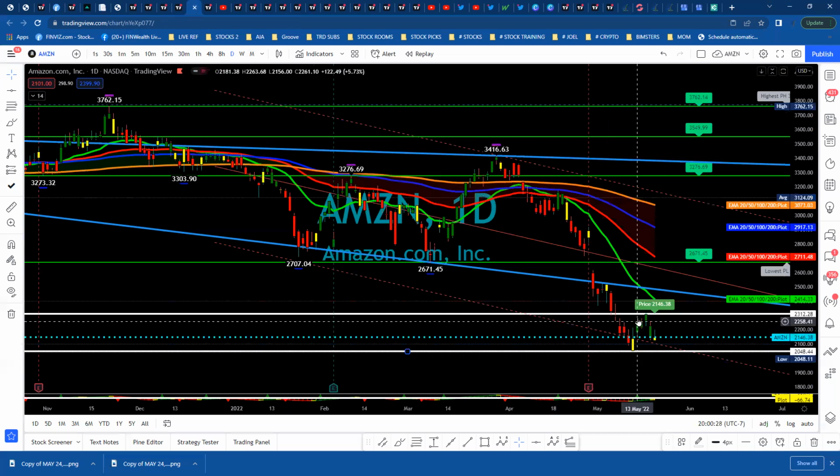Amazon just kind of chopping back and forth here. 2048 is the line in the sand. So we'll just see if we do that, maybe this is a double bottom possibly put in here as well, or we could just range in here and be range bound.